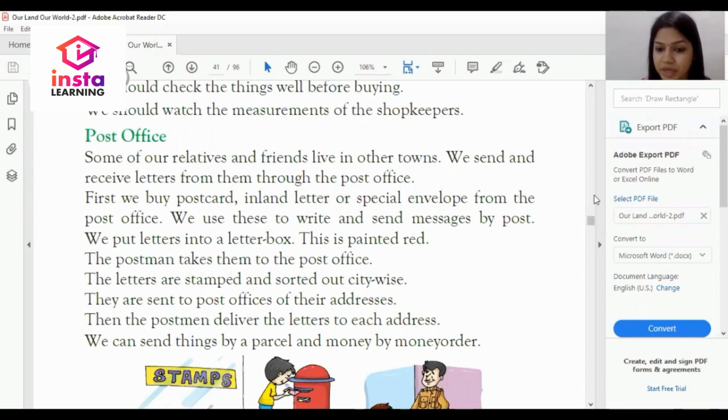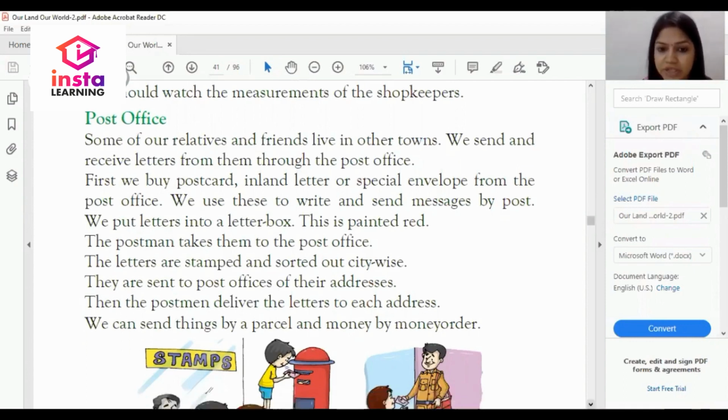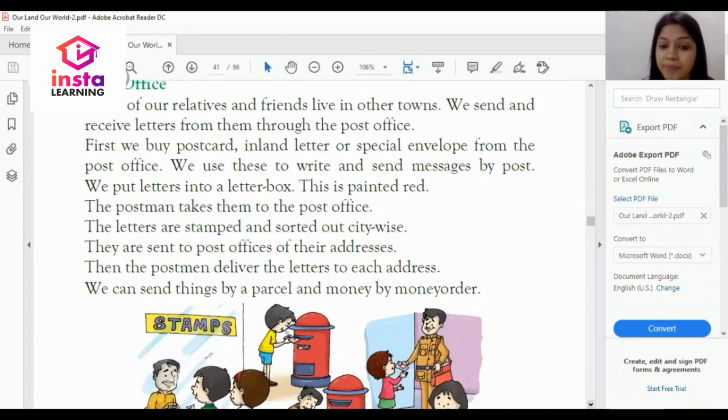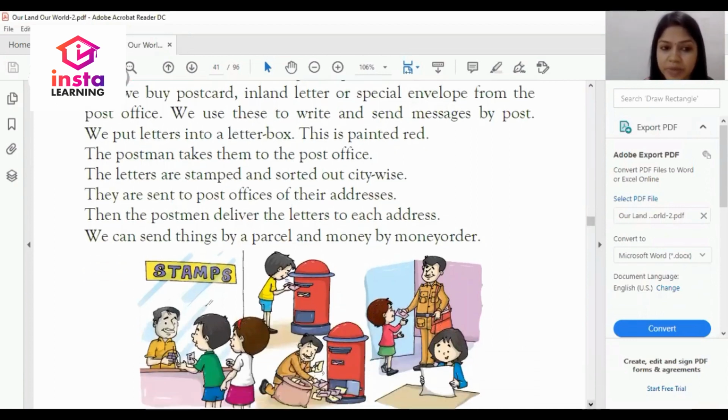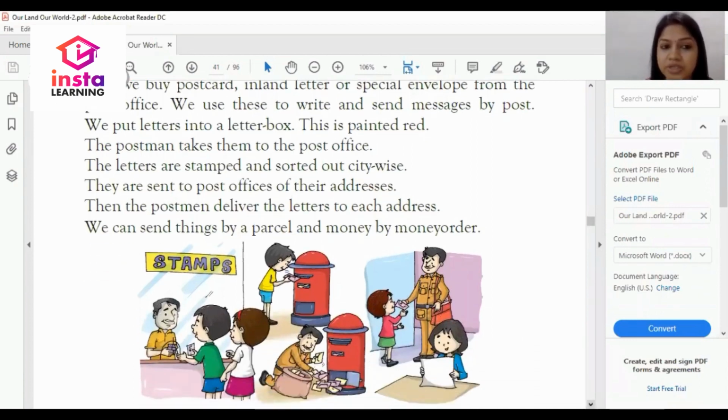लेटर बॉक्स कैसा होता है, as you can see in my screen, this is a painted red. रेड कलर के पेंट से इसे पेंट किया होता है.